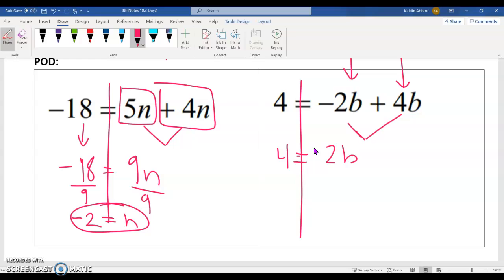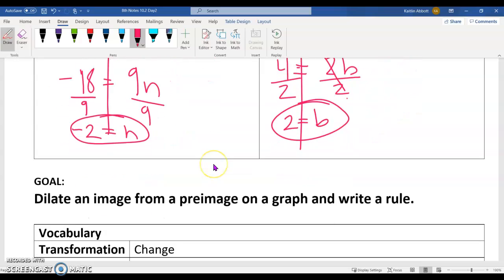Then you have to get rid of the 2 by dividing by 2. Divide by 2, those go away. 4 divided by 2 gets you 2, and that's what b equals. Final answer. Okay, hopefully these are getting a little easier for you.